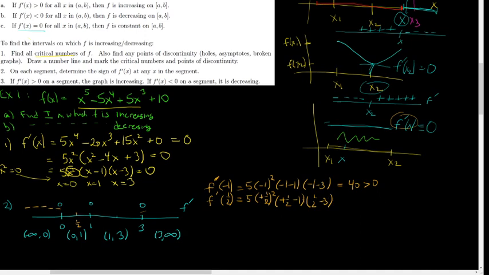So remember, I really don't care what number it is. I just want to know, is it positive or is it negative? So 5 is positive, right? So that's a positive. Anything squared is positive. 1/2 minus 1 is negative 1/2. That's a negative. 1/2 minus 3 is negative 2.5. That's negative. So we have a positive times a positive times a negative times a negative. That's definitely a positive number.